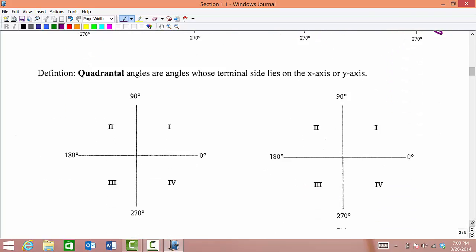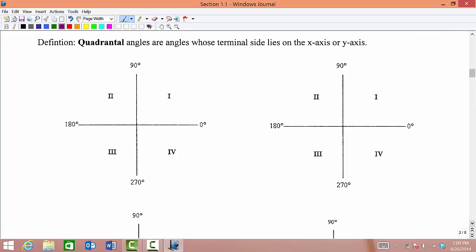Quadrantal angles are angles whose terminal side doesn't lay in a quadrant but lays on an axis. So 0 degrees would be a quadrantal angle. 90 degrees would be a quadrantal angle. 180 degrees would be a quadrantal angle. We can also go in the negative direction to find a quadrantal angle.